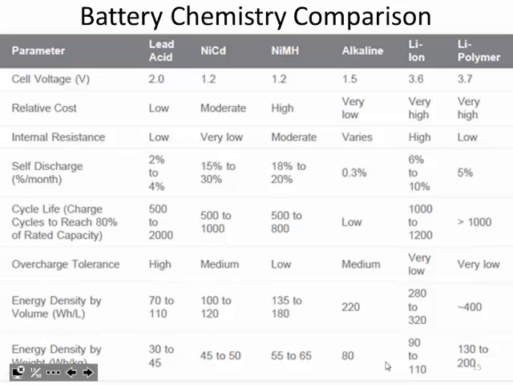Now, what's a 9-volt battery? What chemistry does that have? Do you see a 9-volt on here? You see 9 volts on there? What kind of chemistry is that? Yeah, so you can get rechargeable 9-volt batteries. Where's the 9-volt on there?